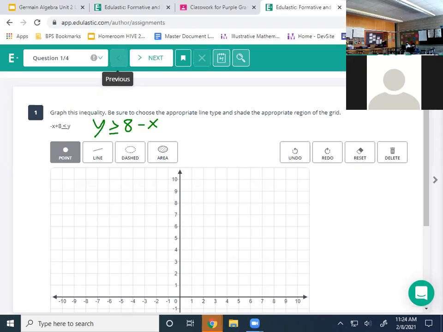Okay, let's take a look, okay? I hate wearing this mask. I feel like you guys can't hear me.